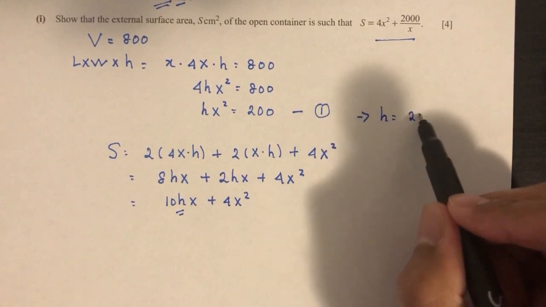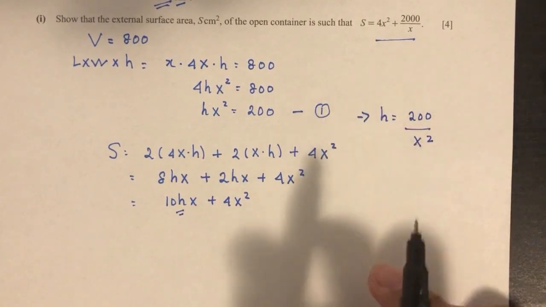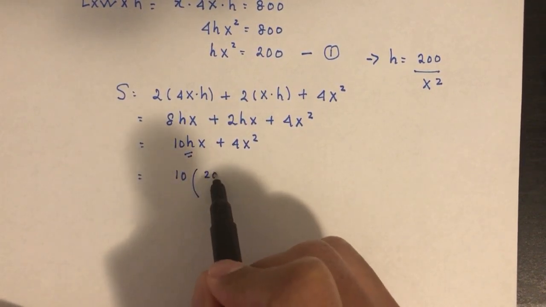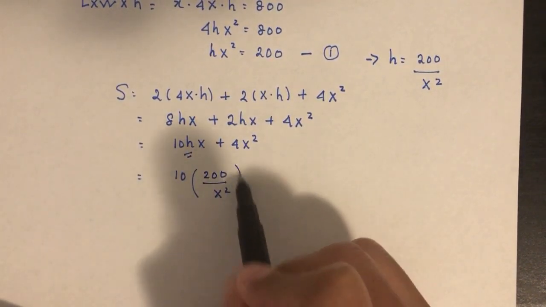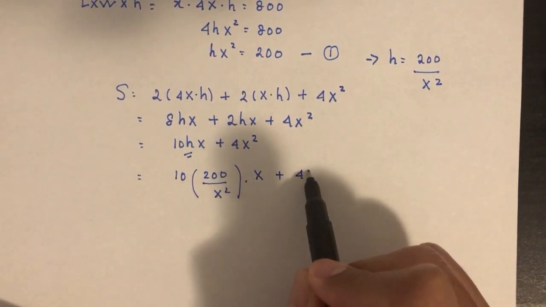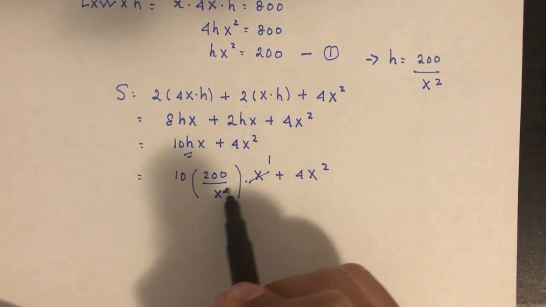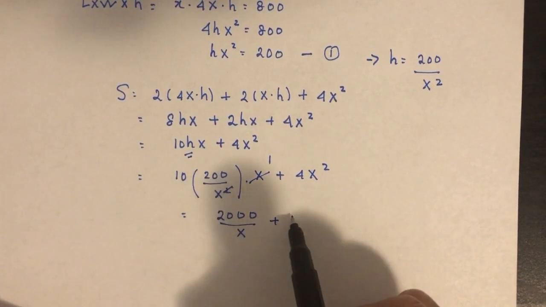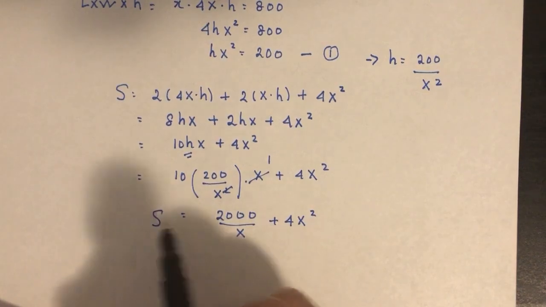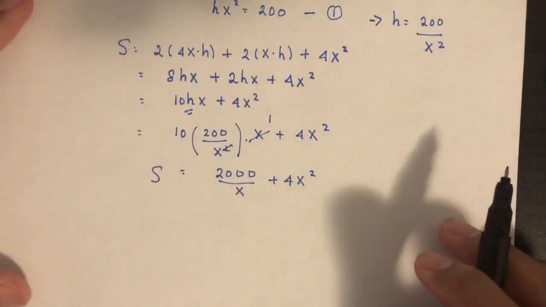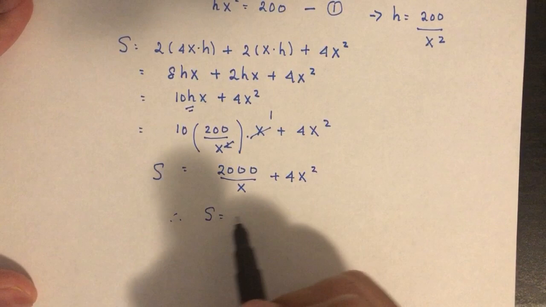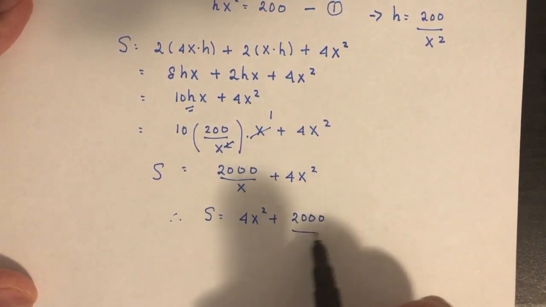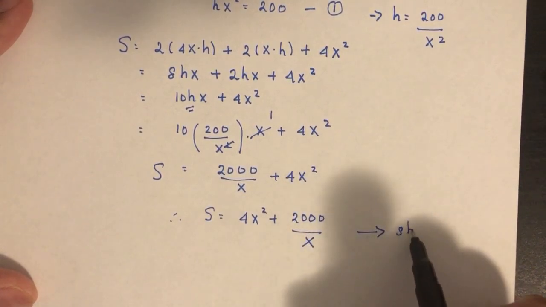h is equal to 200 divided by x squared. So replace 10h: 10 times 200 divided by x squared, times x, plus 4x squared. It will be 2000 over x plus 4x squared. So compared to this, let's write this down the same way. So s will be 4x squared plus 2000 over x. So shown as required.